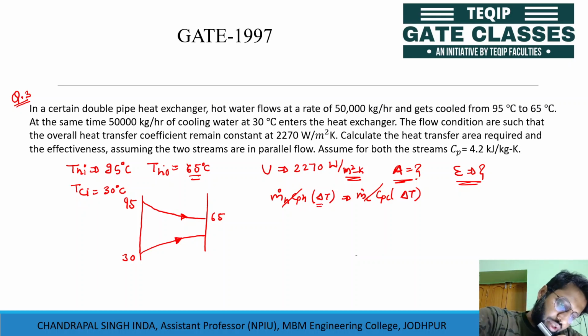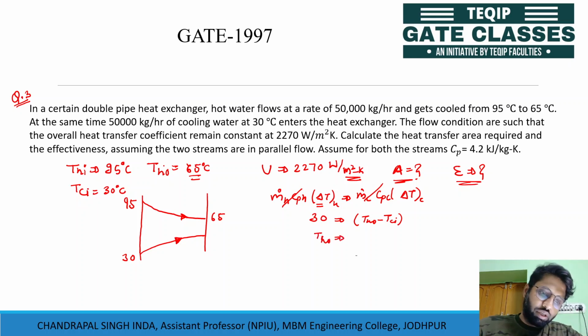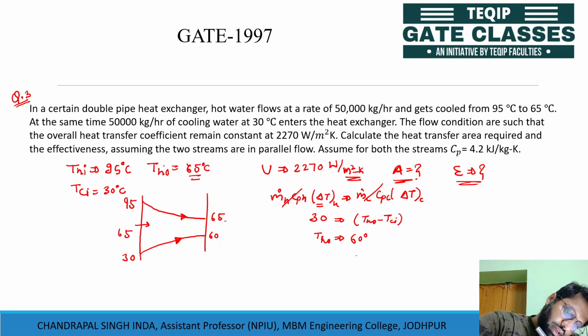And the delta T of the hot fluid is 30 degrees, and the temperature difference between hot outlet and cold inlet is 60 degrees. So the temperature difference at the inlet is equal to 65, and at the outlet it is equal to 5.